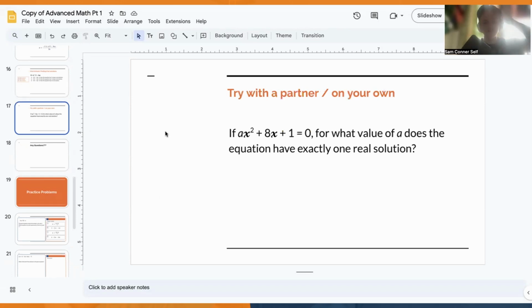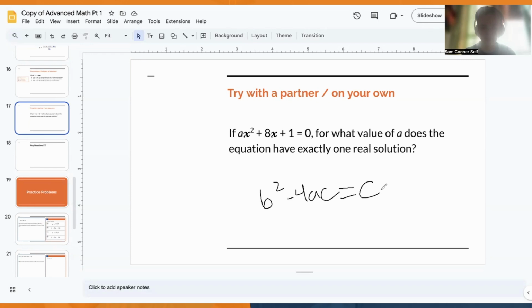So this is an example of a problem where using this discriminant to find the number of solutions is going to be helpful for you guys. So they give you an equation. They say if ax squared plus 8x plus 1 is equal to 0, for what value of a does the equation have exactly one real solution? So the discriminant we know is going to be b squared minus 4ac. And then to have exactly one real solution, this has to be equal to 0.